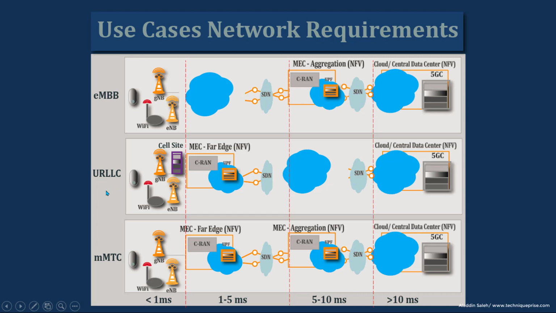The last case, the mMTC, has mixed requirements depending on the specific application, and can be deployed in any of the 2 MEC zones or even the Cloud Central. The most important requirement for this use case is the support of connection density, where the suggested recommendation calls for 1 million devices per square kilometer.